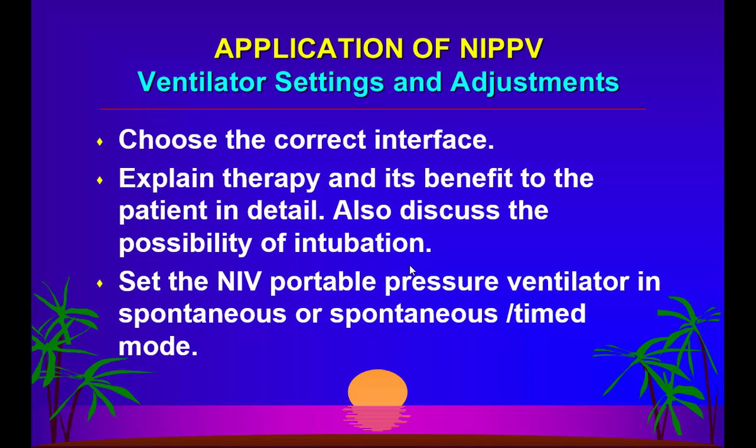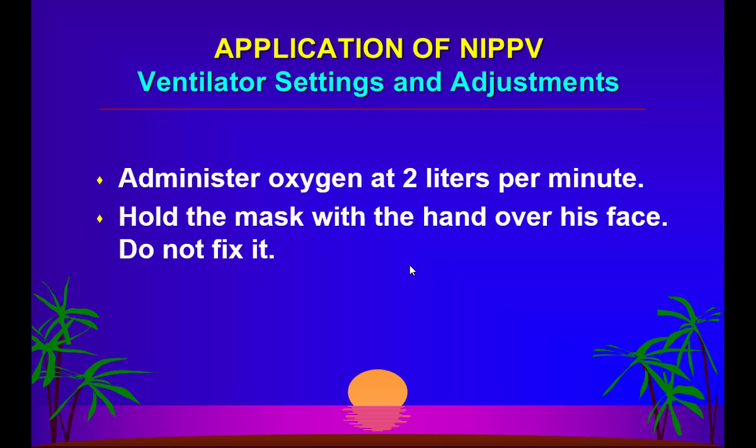Now set the NIV portable pressure ventilator in spontaneous time mode. Oxygen is initiated. Now the first thing, you hold the mask yourself, do not strap it. Just put the mask over the face and see how the patient is breathing, how the patient is accepting it. Hold the mask for 3 or 4 minutes. Then ask the patient to hold the mask on his own so that you understand he is accepting it. That is an important step.